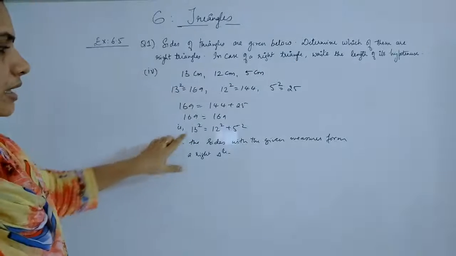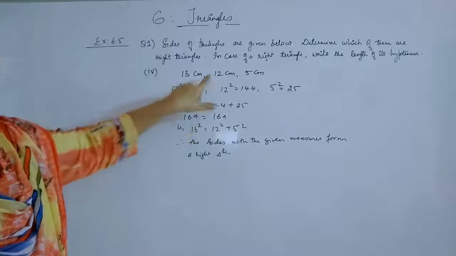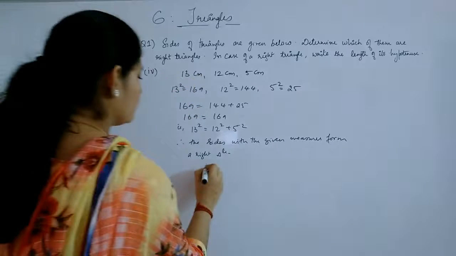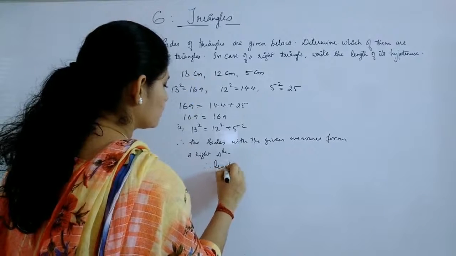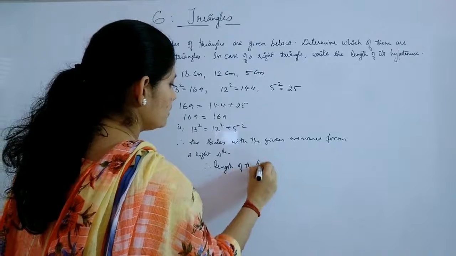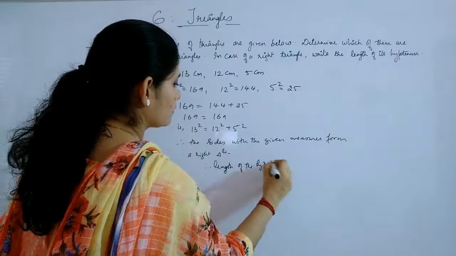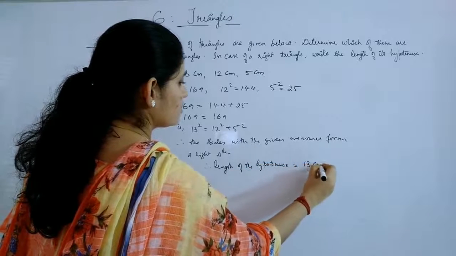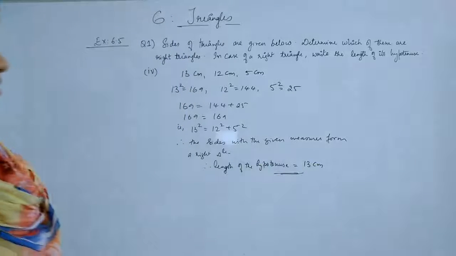Now again, since it forms a right triangle, you have to find out the length of the hypotenuse. And what will be the length of the hypotenuse? The highest value. Okay, therefore the length of the hypotenuse will be 13 centimeters. Okay.